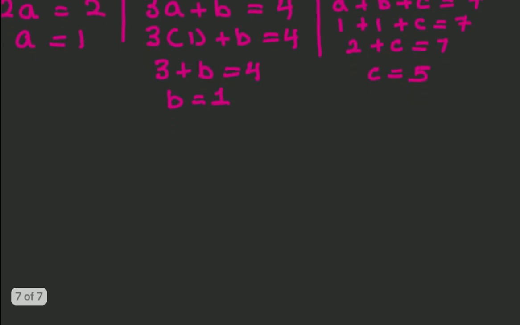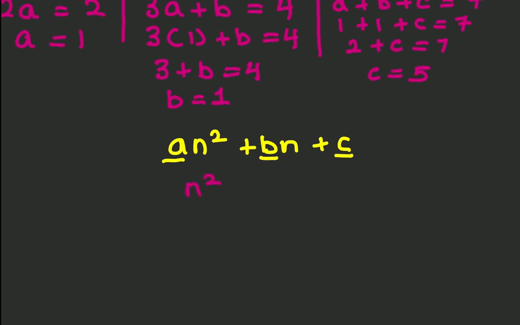Now let's input this into the formula: an squared plus bn plus c. Make sure you plug in the values of a, b, and c here. We have n squared plus n, and these are kept constant. Now we have a as 1, b as 1 as well, and c as 5. So the formula is 1n squared plus 1n plus 5, or you could say n squared plus n plus 5, either way.